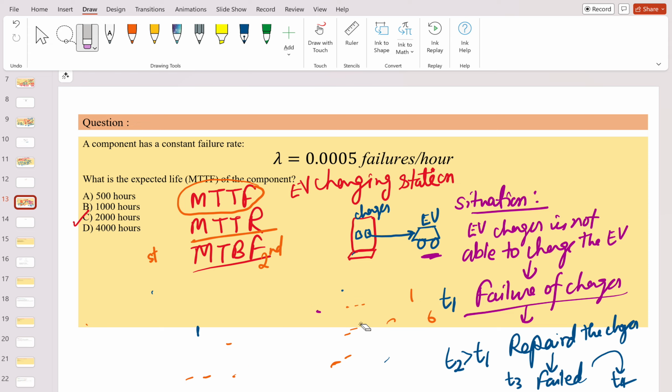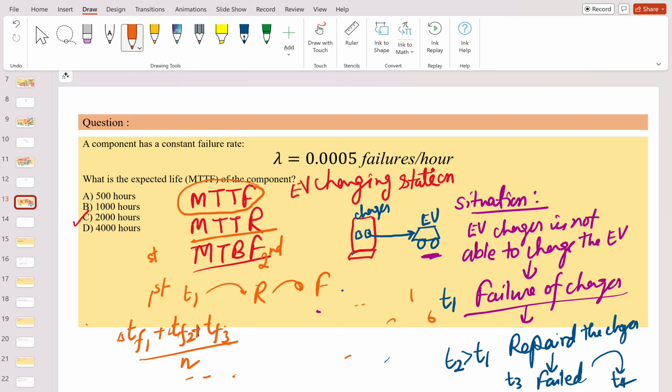So when you see that, multiple failures come. The first failure came at some time t1, then it got repaired, and then again got a failure. So this kind of architecture you always see in most of the components. When you take the time of failure 1, time of failure 2, time of failure 3, up to time of failure n, divided by n, this is called the mean time to failure.